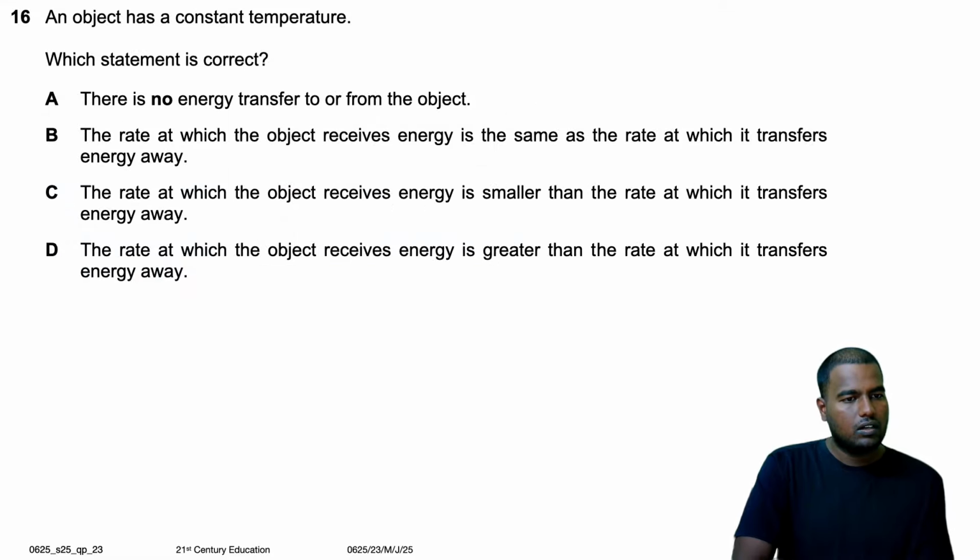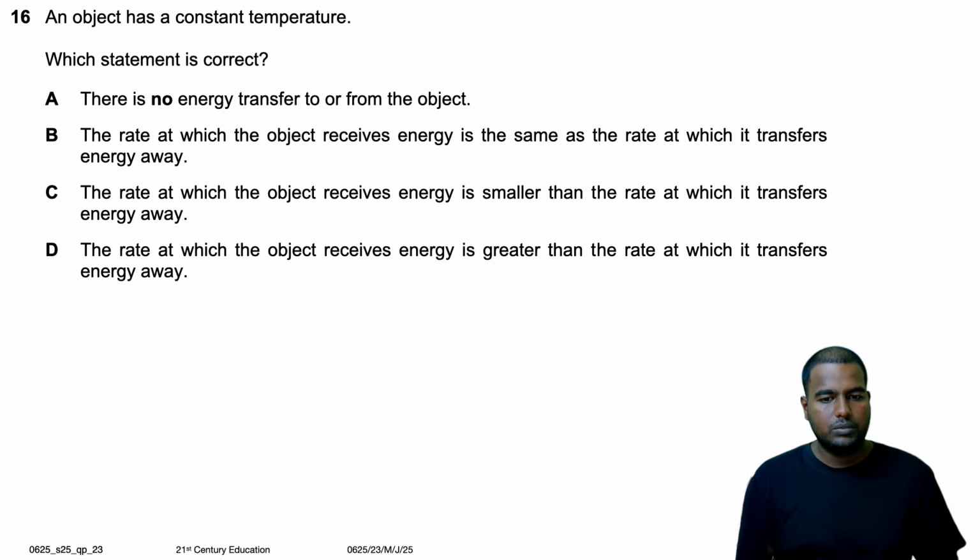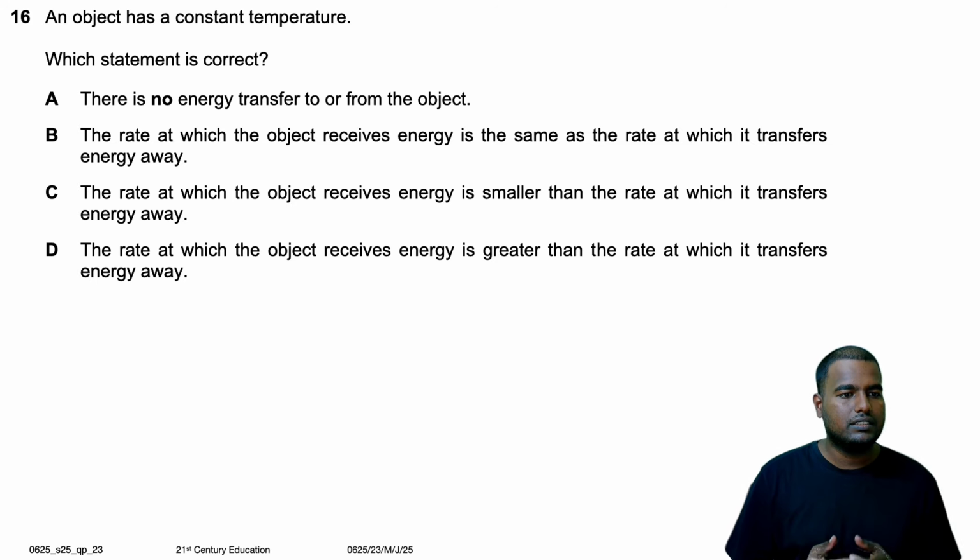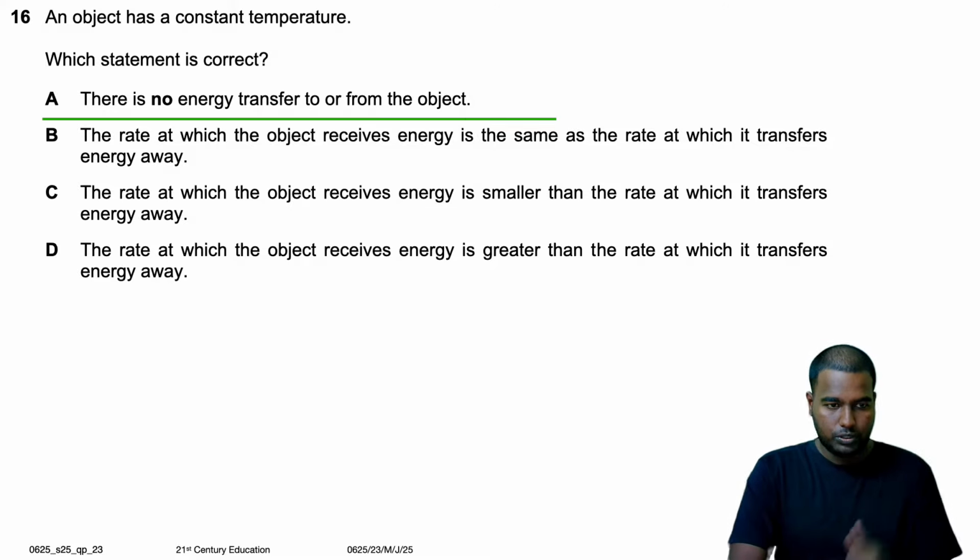An object has constant temperature. Which statement is correct? If an object is at constant temperature, it's easy to assume that there is no energy transfer to or from the object, but that's wrong. No substance in the universe can be in such a state. The idea is that the rate at which the object receives energy is equal to the rate at which the object emits energy. So option B.